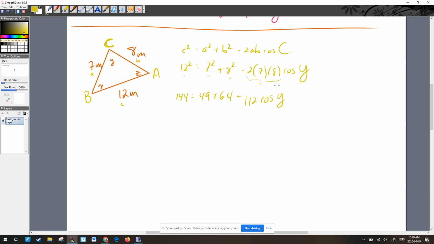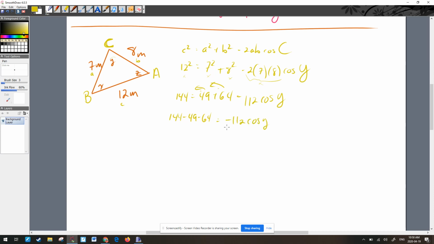Lovely. Now, this is where students often make mistakes. Some of you think that you can take the 49 and the 64 and subtract off the 112. Can't do that. Don't be that kid. This is being multiplied by the cosine of y. So this is a constant term, this is a constant term, but this is a coefficient on a variable term, so we can't put those together. They're not like terms. So first thing I'm going to do is move these two to the other side, and they're going to become subtraction. So we're going to have 144 minus 49 minus 64 is equal to negative 112 cos y.